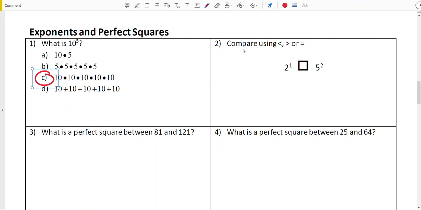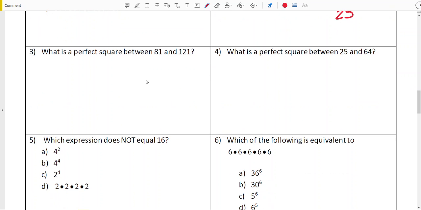Looking at number 2, it says compare using less than, greater than, or equal to. So you need to solve both of these exponents. 2 to the 1st power would be 2. And 5 to the 2nd power would be written out as 5 times 5, and 5 times 5 is 25. So 25 is greater than 2.